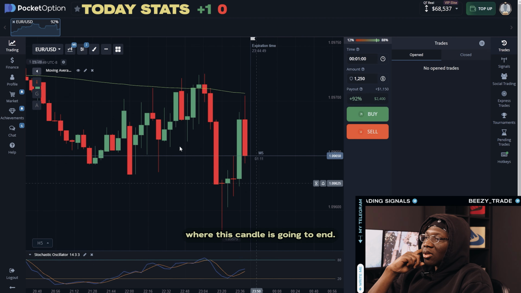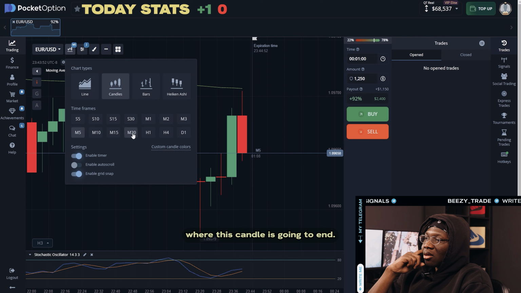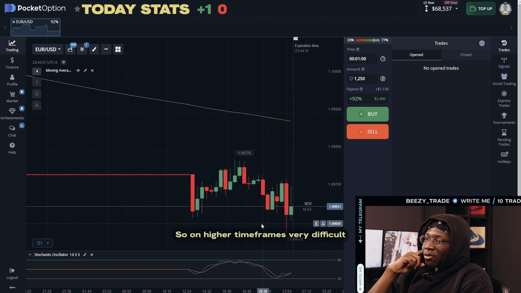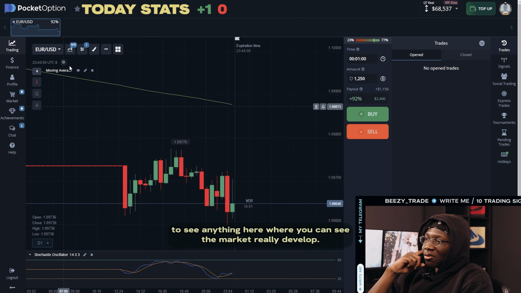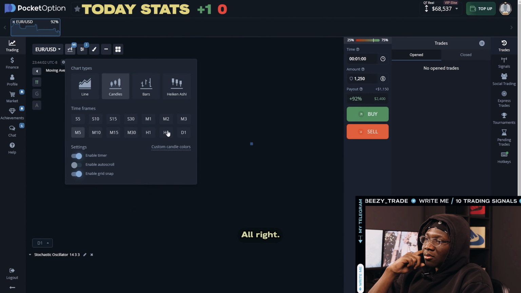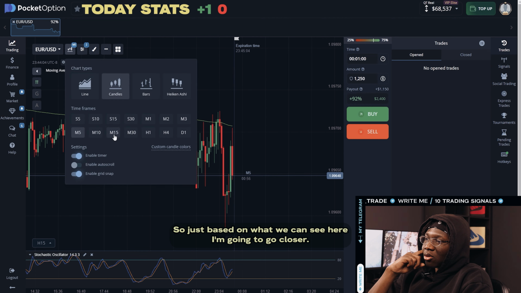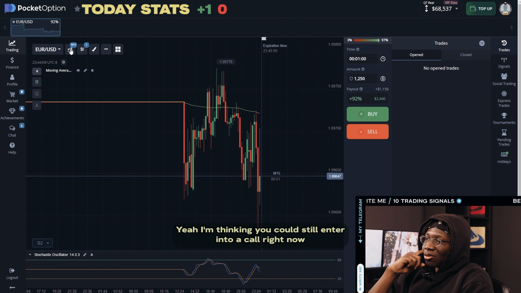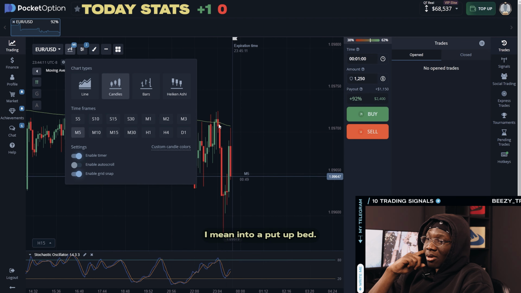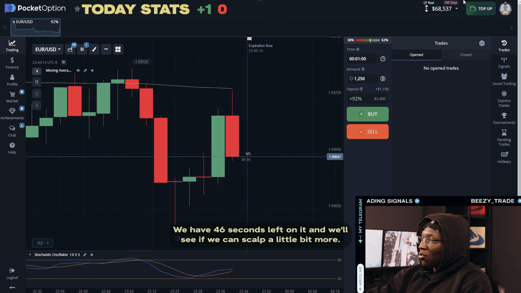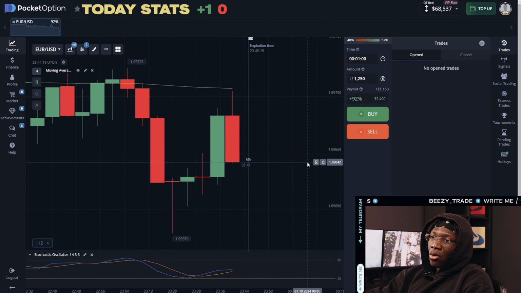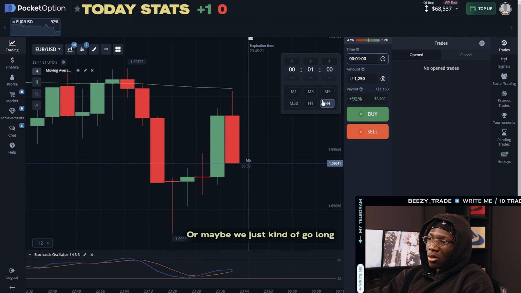So I'm interested to see where this candle is gonna end. On higher time frames, very difficult to see anything here. Right here, we can see the market really develop. All right, so just based on what we can see here, I'm gonna go closer. Let's say 15 minutes. Yeah, I'm thinking you could still enter into a put right now. My bad. But I want this candle to. We have 46 seconds left on it. And we'll see if we can scalp a little bit more, or maybe we're just gonna go long on our 30 minutes or 5 minutes.